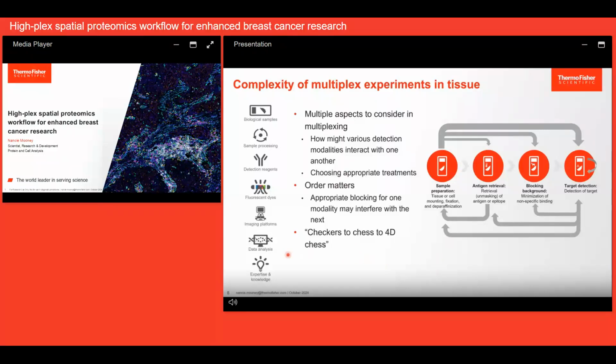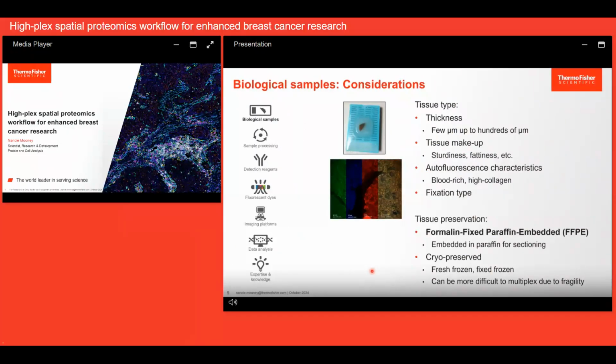So in this webinar, I'm going to talk to some of these considerations that you need to make for these big multiplex samples. So first off, biological samples. You want to consider your tissue type and how it's prepared. Tissue thickness is something that one needs to take into account. For the most part, we've been using standard 5 to 8 micron slices. However, there can be slices that are thicker depending on the tissue type, especially. If you have thicker tissue, you may need to incubate some of your reagents for longer.